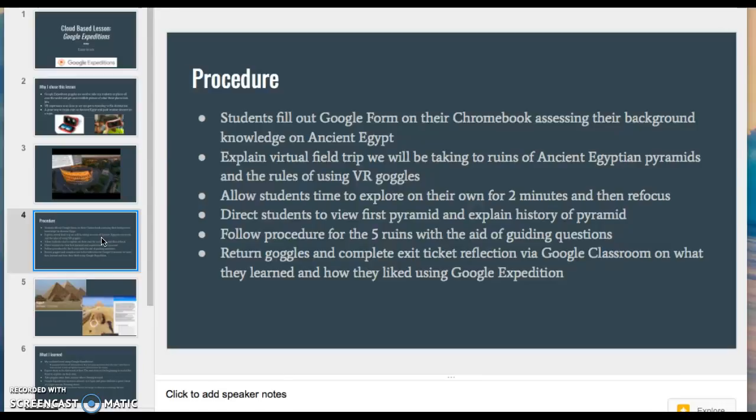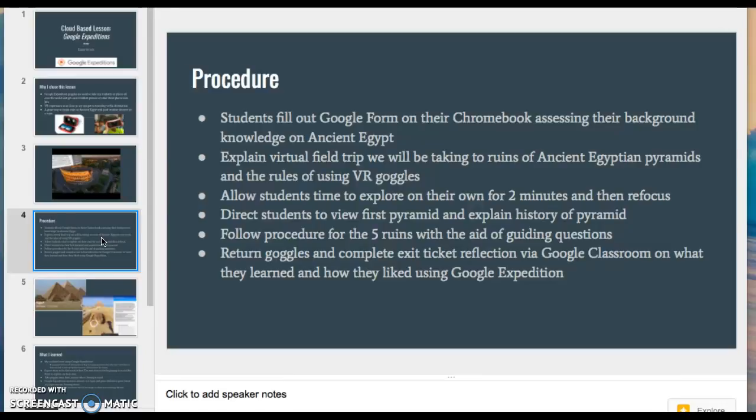So I explained that I was going to be taking them to the ruins of ancient Egyptian pyramids. And the one thing that I definitely recommend for anyone doing Google Expedition at first is to go over the rules of using the goggles. At first, I kind of thought this was silly when my tech specialist mentioned it. I'm like, oh, they're going to be fine, but it really came in handy, and I'm super glad that I spent the time doing it.